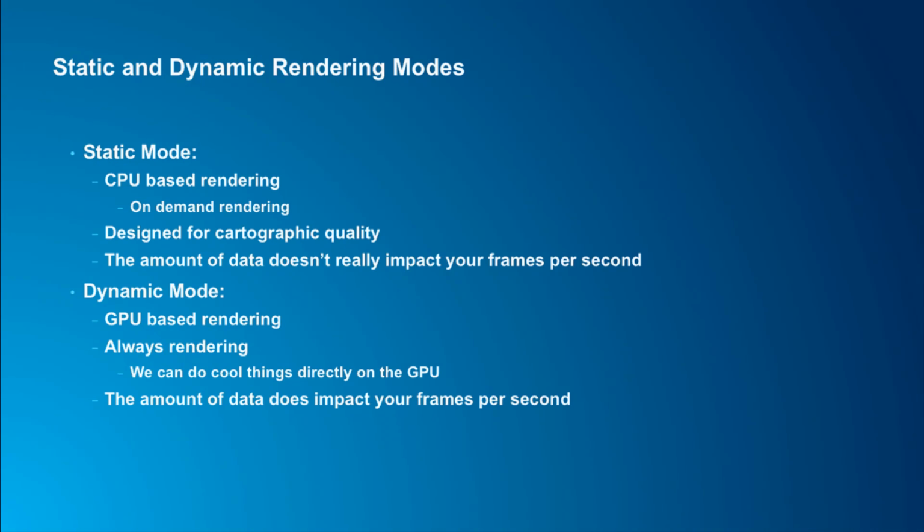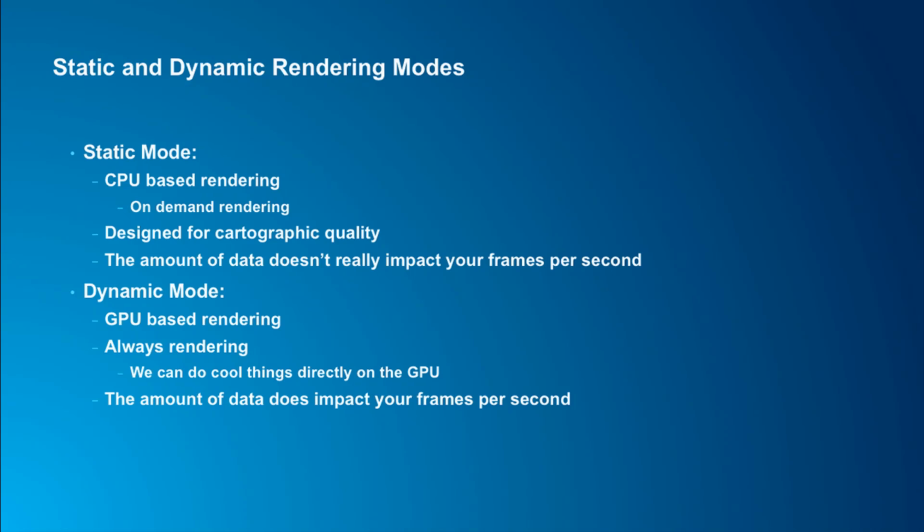So static mode, I actually started talking before I had the slide. Static mode is CPU-based rendering. You can think of it as on-demand rendering. So we only render when we need to, right? We create an image and we render it on the screen, and then you pan and zoom around, and when you're all done doing that, we'll create a new image. So the amount of data you use doesn't really impact what the GPU is doing because the GPU is doing the same amount of work all the time. It gets these images from the CPU and just puts them on the screen.